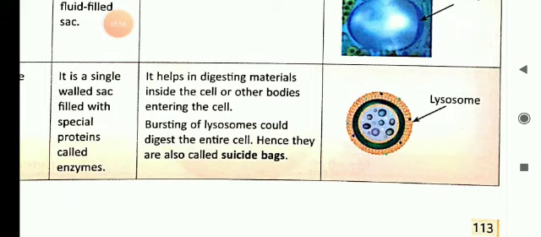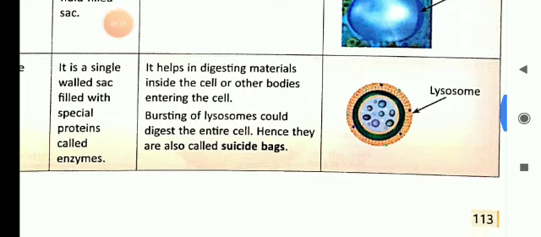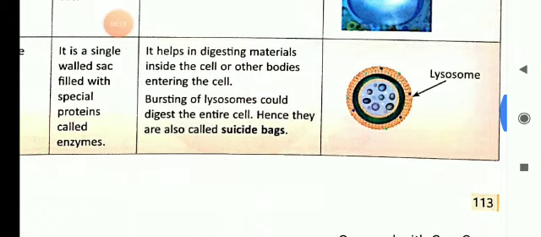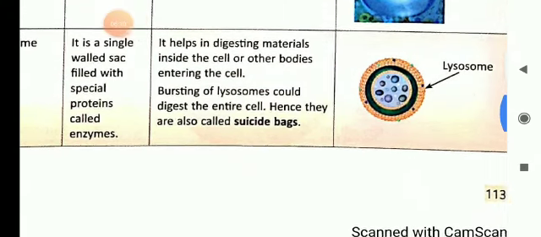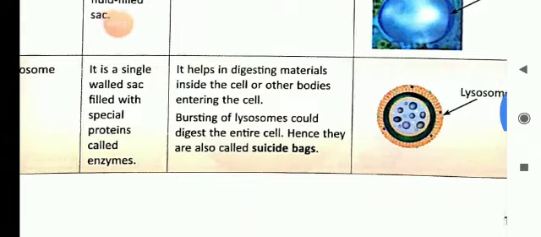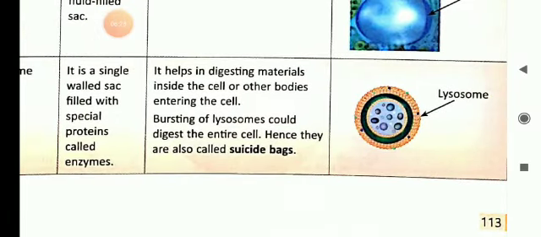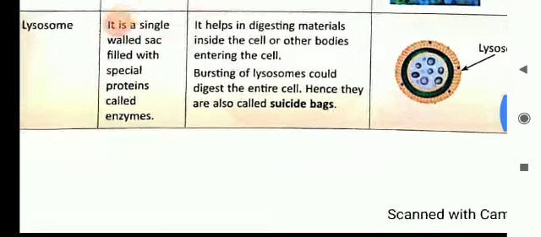Sometimes it gets burst, due to accidents or any other reason, the lysosome gets burst, and bursting of lysosomes could digest the entire cell. The whole cell gets digested on its own, and so it is known as suicide bag. So lysosome is known as suicide bag because it helps in auto digestion of the cell.